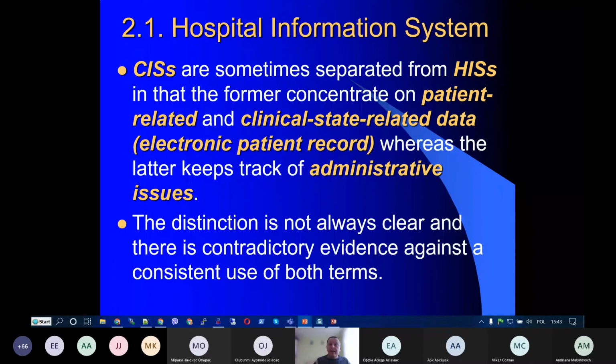What I have to add is that this distinction is not clear. Almost all CIS systems have HIS features, and conversely HIS every time provides EMR support. It's critically important. So it is more related to how the vendor or developer positions his system itself.